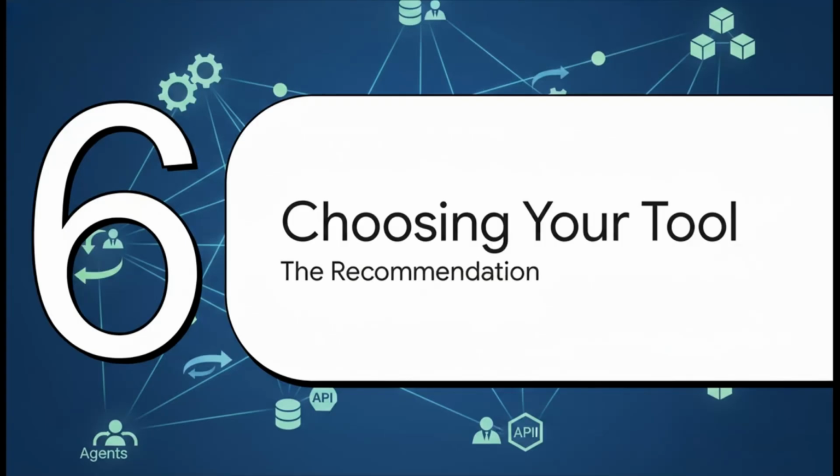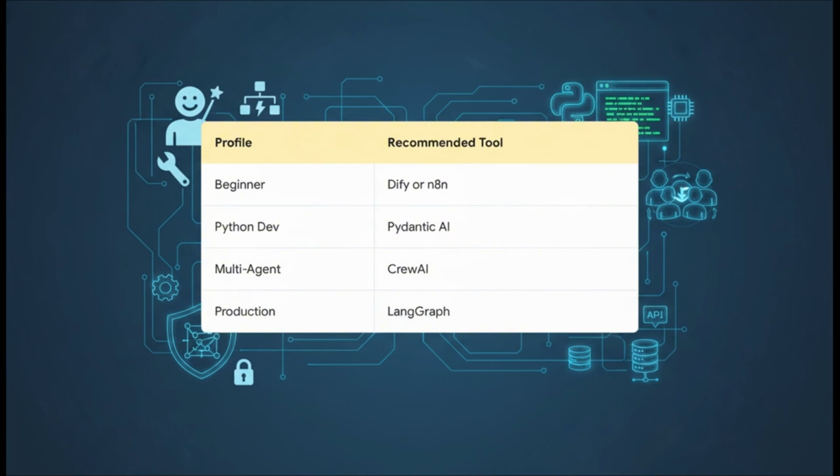And finally, Section 6. Choosing your perfect tool. The recommendation. We've covered a lot of ground today, from visual builders all the way to enterprise code. So let's wrap this up with a really clear guide based on what you actually want to do. If you are an absolute beginner wanting quick results without touching a single line of code, start with Dify or N8N. If you're a Python developer looking for a really clean code-first experience, grab Pydantic AI or the OpenAI SDK.